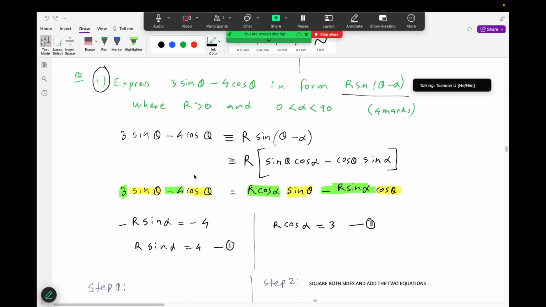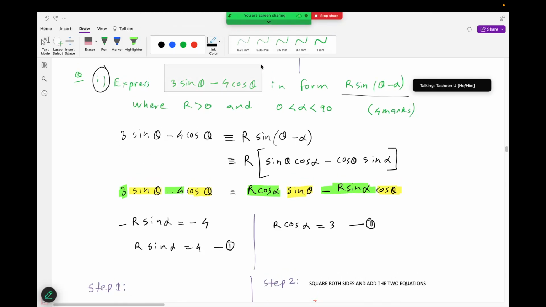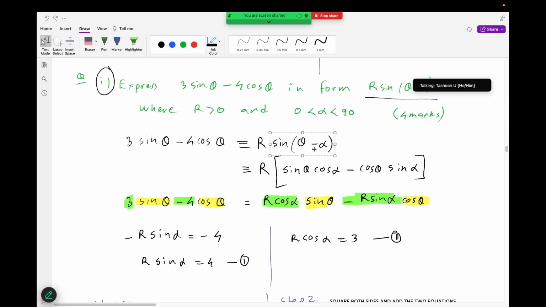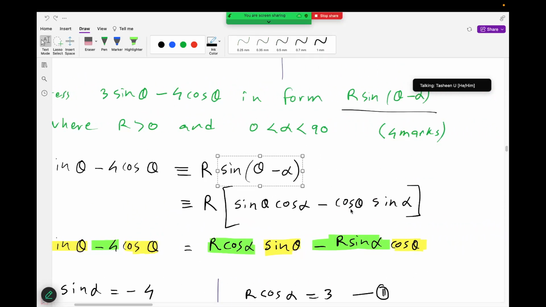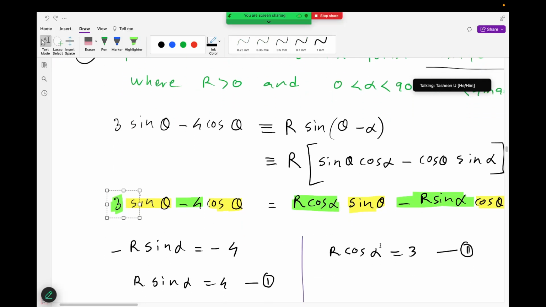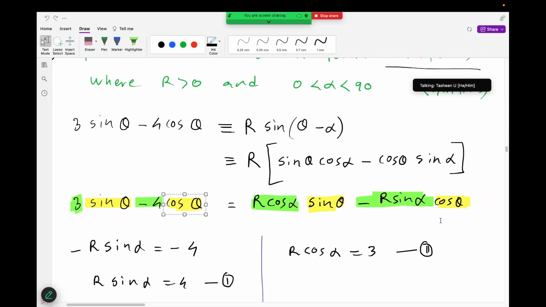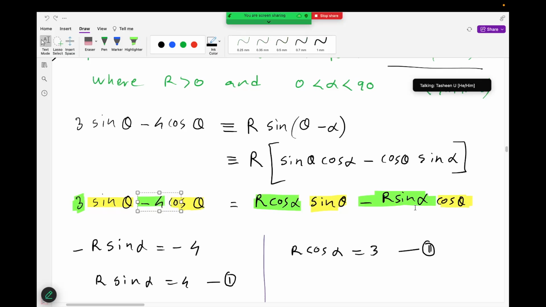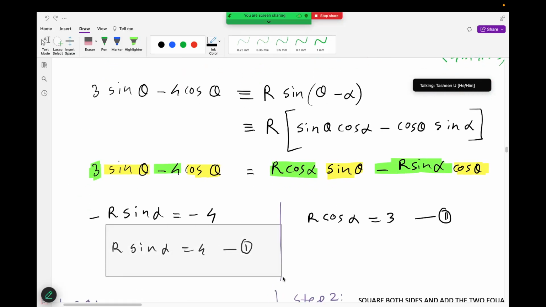So reviewing what we have learned, this is the given question. We have to convert this into the form of this thing. So you use the compound angle formula for sine: sine A minus B is sine A cos B minus cos A sine B, and you replace this thing with this thing. Then you multiply by r and compare the coefficients. Sine theta equals sine theta, so this must be equal to this, and you get one equation from here. Cos theta equals cos theta, so their coefficients must be equal, and you get another equation from here.